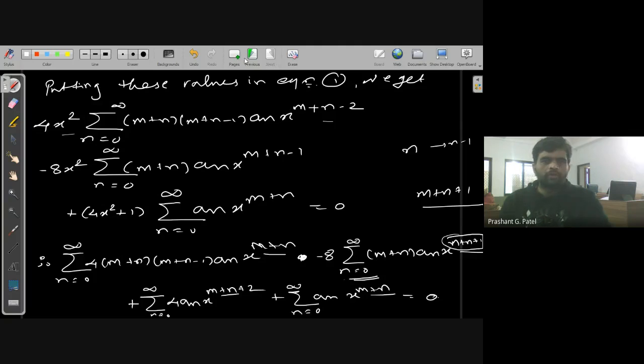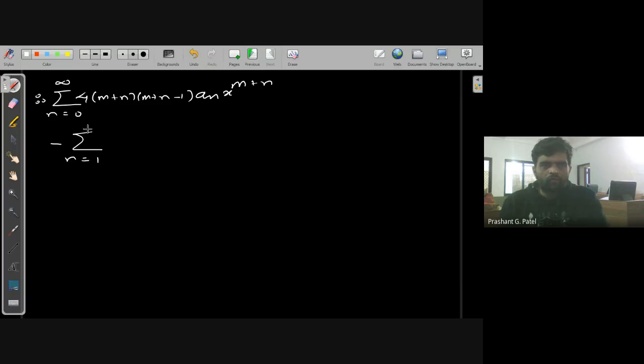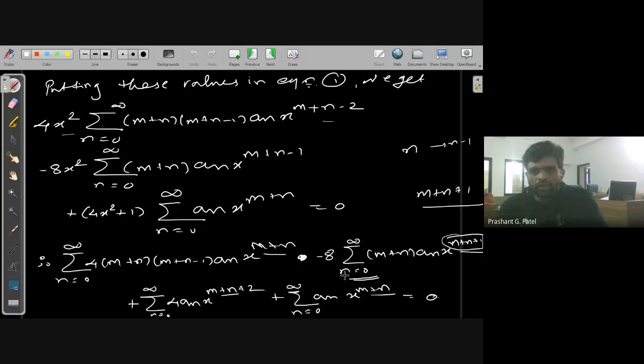Okay. So the first term is as it is, that I may write down: summation n running from 0 to infinity 4 (m plus n) (m plus n minus 1) a n x raised to m plus n. Now in the second term, that is minus summation n running from 1 to infinity. You see, this started with n equal to 0. Now I am replacing n by n minus 1, so that will be m plus n minus 1.